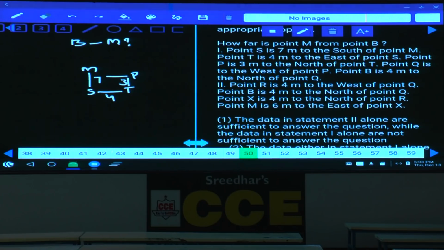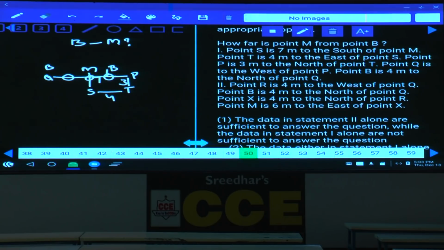B is 4 meters to the north of Q means B will be somewhere here, isn't it? Now the question is, how far is point M from point B? Are we getting the answer or not? No. Now B can be either here, or if there is a distance between P and Q like this, B can be either here. Maybe the distance between these two is lesser than 4, equal to 4, or more than 4. Isn't it? Are we getting a unique answer? No. Hence 1 alone is not sufficient.